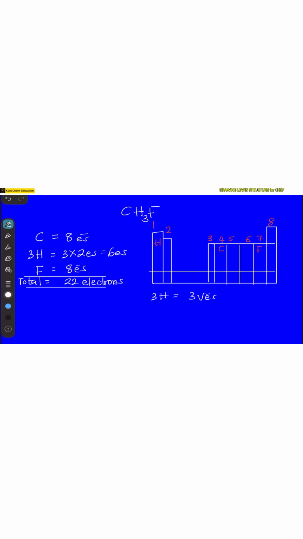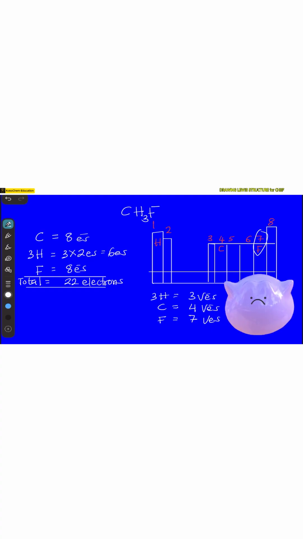From the periodic table, carbon is in group 4, so carbon will have 4 valence electrons. Fluorine is in group 7, so that will give you 7 valence electrons. You can actually think of valence electrons as money, like currency. Some atoms are rich, they have so many electrons, and some other atoms are broke, they don't have as many electrons. If you sum up all these valence electrons together, you get 14 electrons.